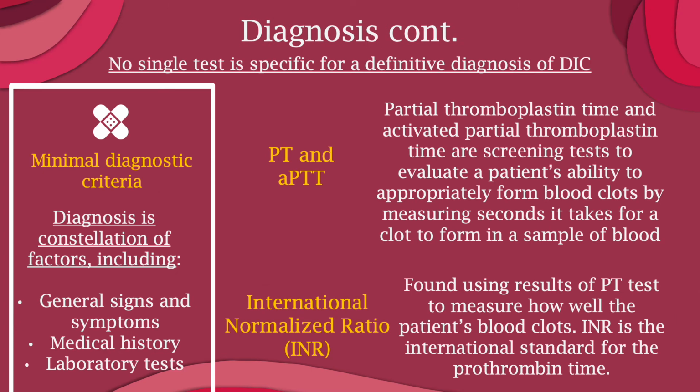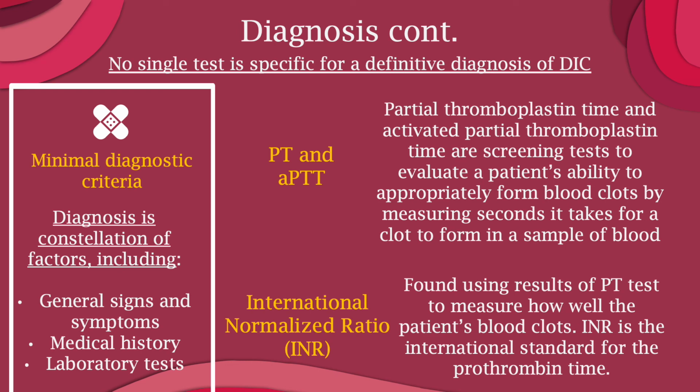There are minimal diagnostic criteria for diagnosing DIC, and there are quite a few tests that need to be done to figure it out. Therefore, the diagnosis of DIC is a constellation of factors which includes general signs and symptoms, medical history, and laboratory tests. These tests in the next few slides are lab tests that were run on the patient, which can all help in diagnosing DIC. PT and APTT results are compared to a control sample of normal blood.